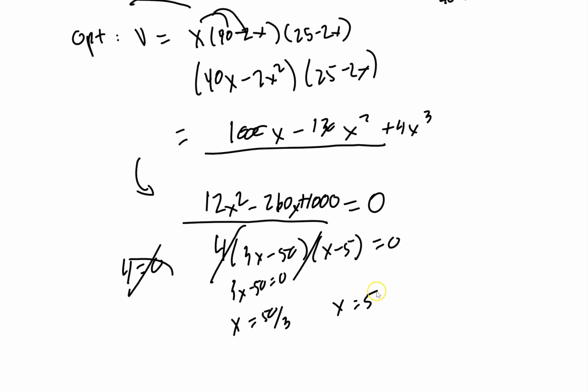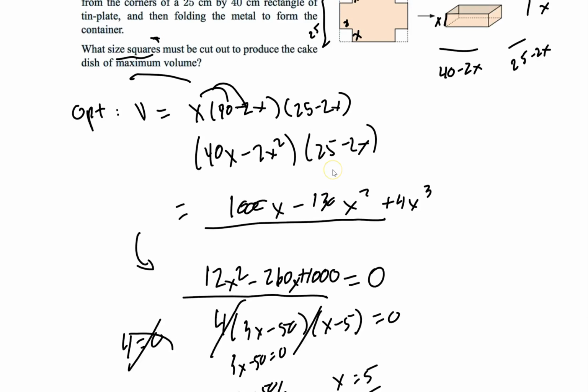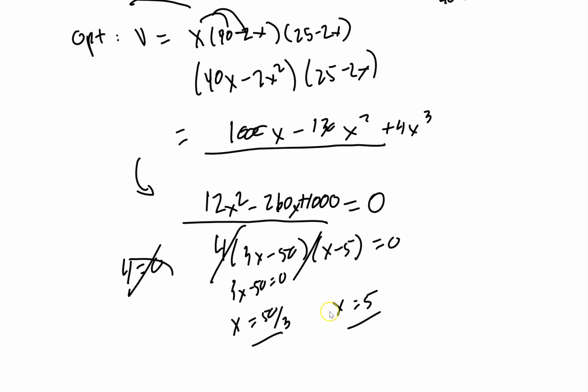And x equals 5. So this is why I want to show you this one, because now you have 2 critical points. It's 50 over 3 and 5. I'm not sure which one's the min or max. What are we trying to find? The max. So how do you figure out which one's the max? If they're both candidates, you plug them both back in and see which one gives you the max volume. But how do you figure it out? Well, you can do a sign chart if you want. Easiest way is probably the second derivative. So this was my first derivative.